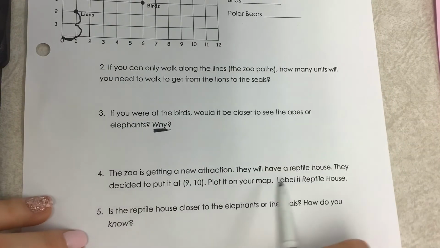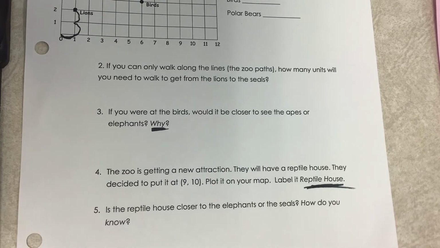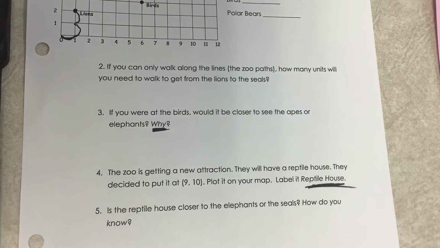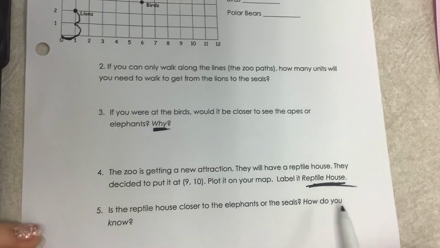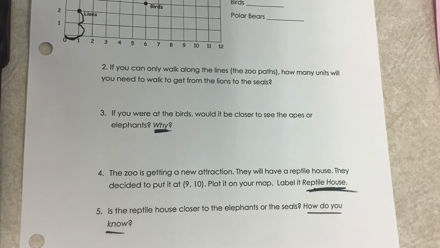This one is telling me to plot it on my map and label it. So I'm including a new zoo attraction on my map. And then next is the reptile house closer to the elephants or the seals. How do you know? So for both of these, you would have to look and compare the distance from where you're starting to where you're going to see which one is closer. And again, here, how do you know? So it's not just which one it's closer to. There should be a sentence explanation for that one.